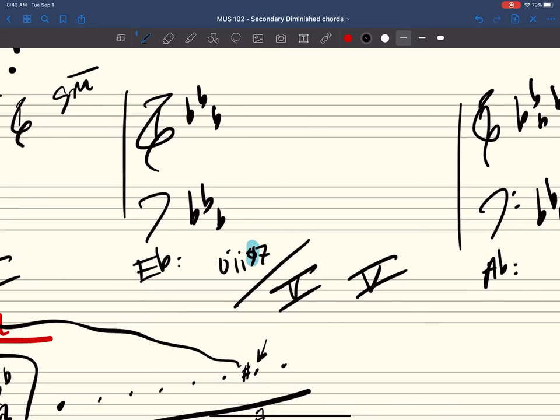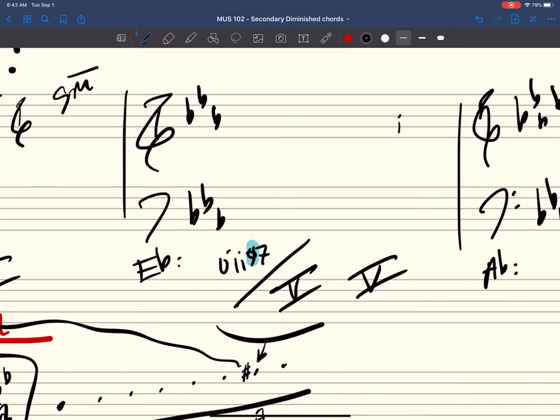Let's try one more. Let's try 7 half diminished 7 of 5 to 5. Okay, so 7 half diminished 7 of 5. Skip that chord, and let's go to 5. What is 5 in the key of E flat? Because that's the key we're thinking in. And that is B flat.